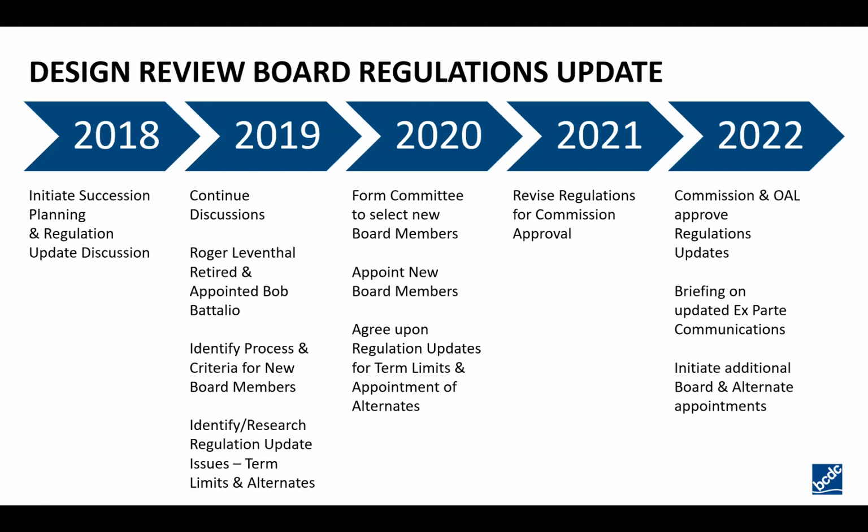In 2019, we continued these discussions and moved the conversation forward by appointing Bob Battaglio as the engineer board member replacement for Roger Leventhal, who had served on the board since 1997. We also identified possible regulation updates and a list of criteria for future board members.